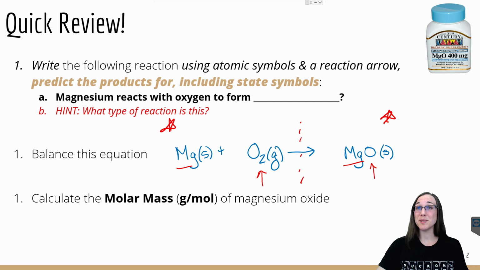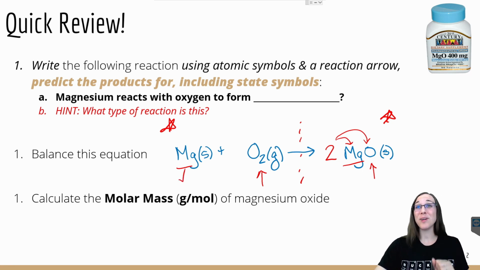So we need to balance this by playing with our coefficient value on the product side. And that would happen to be a 2 because we need 2 oxygens on the product side. So I'm going to put a 2 here. And then that fixes our oxygen problem, but messes with our magnesium, because now we have 2 magnesiums instead of 1 magnesium like we just did before.